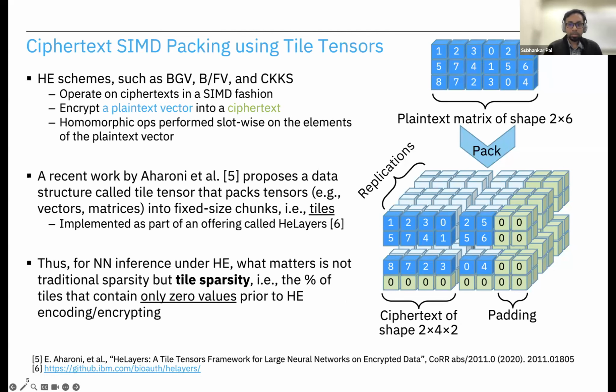Okay, so combining this slide with what we learned in the previous slide, the first insight is that what matters for neural network inference under FHE is not individual sparsity. It's more about tile sparsity, which is the percentage of tiles or ciphertexts that are entirely zeros. Those are the ones we can completely discard. If you have zeros in combination with non-zeros within a ciphertext message, then there's no point in having those zeros. That's the key point we need to remember.